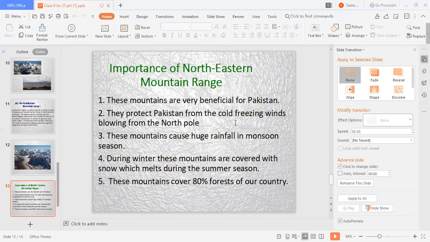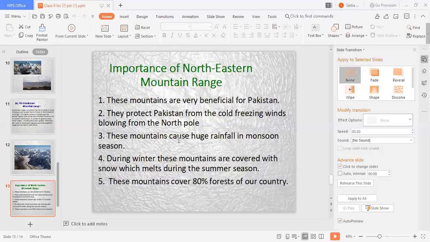Very good, because of their height. So these mountains protect Pakistan from cold freezing winds क्योंकि ये अपनी हाइट की वजह से, these are the highest mountains, so they protect Pakistan from the cold freezing winds. पाकिस्तान को बचाती है ठंडी हवाओं से, सर्द हवाओं से, और वो सर्द हवाएं उन माउंटेन्स के ऊपर आती हैं, so that's why they are covered with snow.